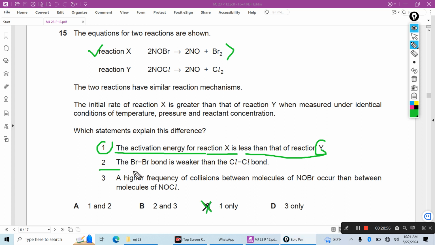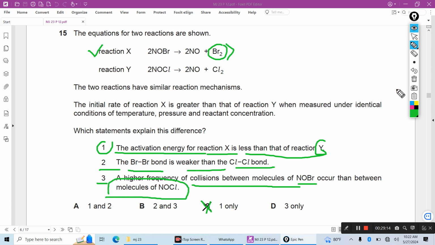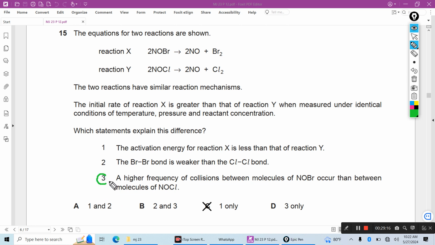Option 2 is wrong. The Br bond is weaker than the C-Cl bond. No, the product B-Br bond is formed. This is not the answer. A higher frequency of collision between molecules of NO occurs than between molecules of NO. So 3 is partially right, but 1 is the most right answer, because if activation energy is less, then a higher frequency of collisions occurs. So number 1 explains the answer correctly.